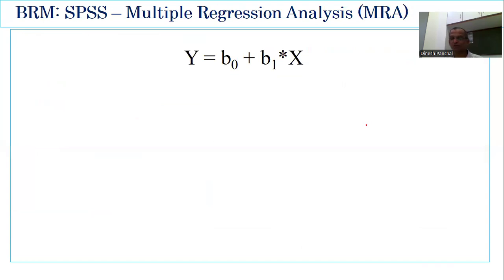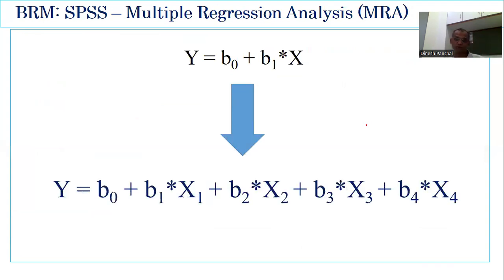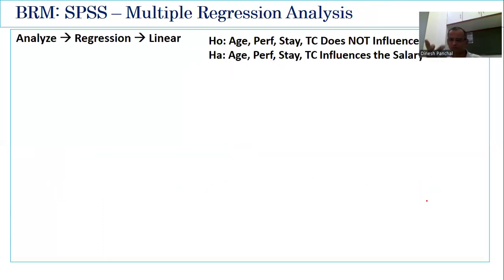Okay. So friends, that was on simple linear regression, where only one independent variable or one predictor is there. In the first case, it was performance. In the second case, it was stay. But we know salary is dependent on multiple parameters. So we can expand our equation and say, okay, beta 1 times x1, beta 2 times x2, beta 3 times x3, beta 4 times x4. And now to do this in SPSS, the same method, analyze, regression, linear.